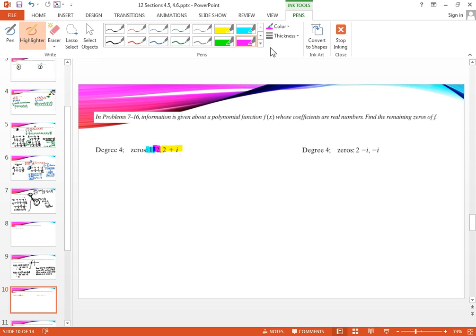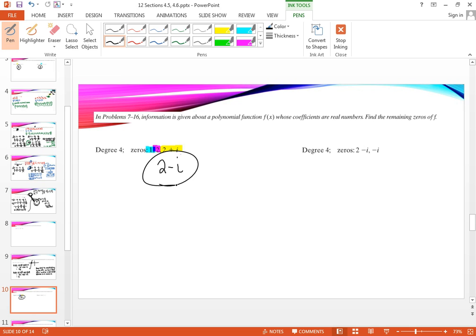So if this thing is degree 4, across the complex number system, I know I'm supposed to have 4 zeros. I've got 1, I've got 2, I've got 2 plus i. You say to yourself, I also have to have 2 minus i. So when it says find the remaining zeros of f, 2 minus i is your remaining zero.